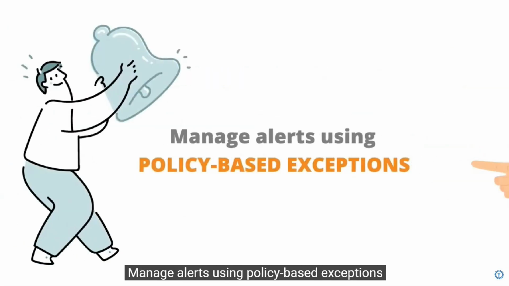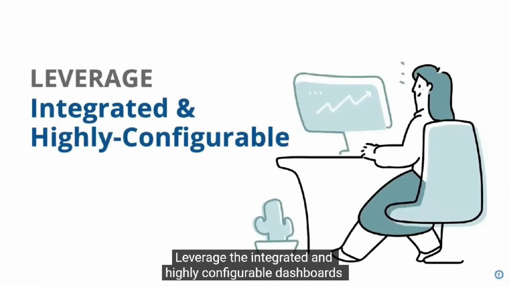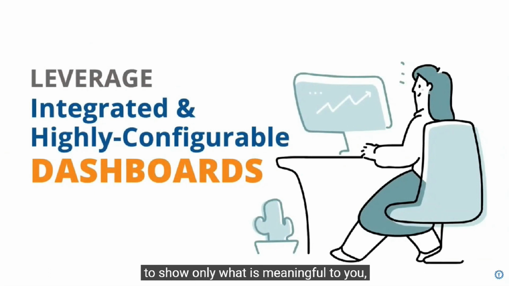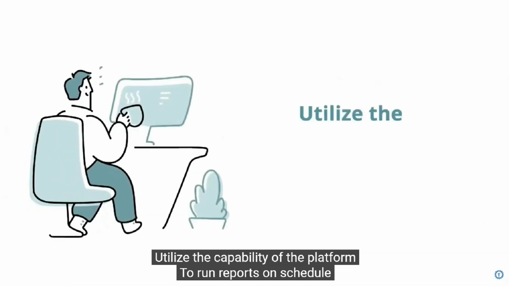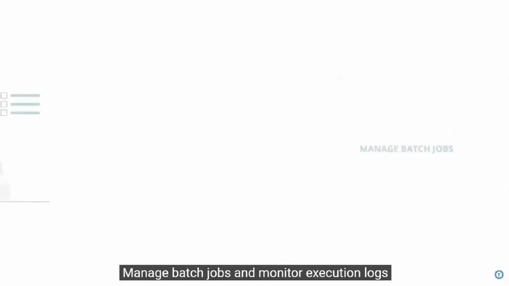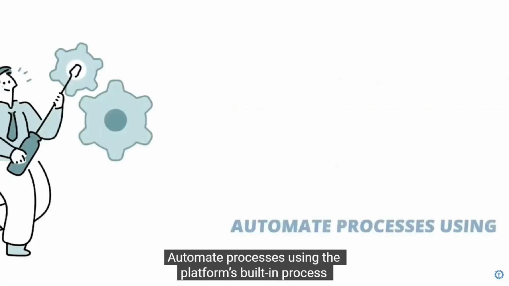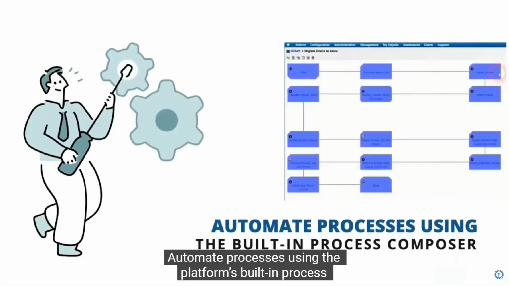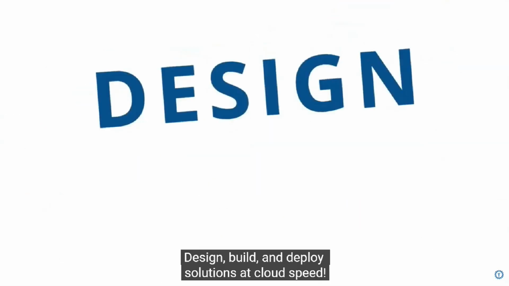Manage alerts using policy-based exceptions. Leverage the integrated and highly configurable dashboards to show only what is meaningful to you, effectively minimizing noise and maximizing the performance of your systems. Utilize the capability of the platform to automatically run reports on schedule. Manage batch jobs and monitor execution logs. Automate processes using the platform's built-in process composer and leverage existing automation templates. Design, build, and deploy solutions at cloud speed.